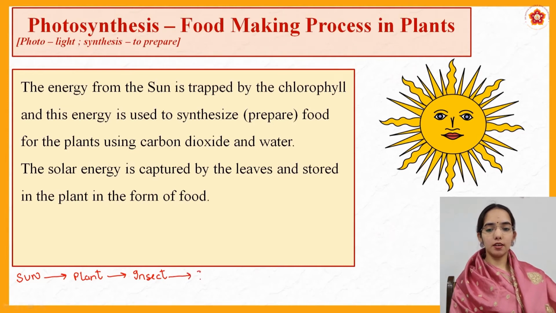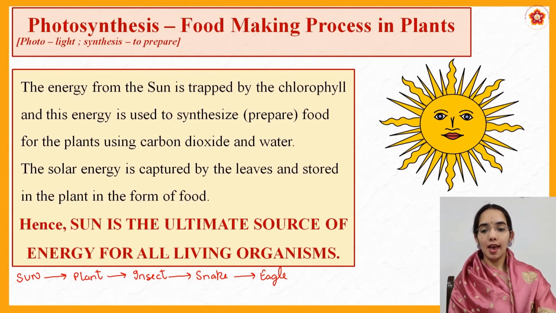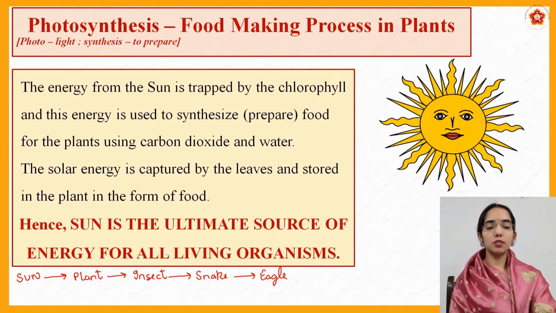Now, if a snake eats the insect, and the snake gets eaten by an eagle. So what is happening here? The sun is giving energy to the plant. When the insect eats the plant, the insect gets energy. When the snake eats that insect, the snake gets energy. And when an eagle eats that snake, the eagle gets energy. Hence, the sun is the ultimate source of energy for all living organisms. So without the sun, life on earth is not possible.